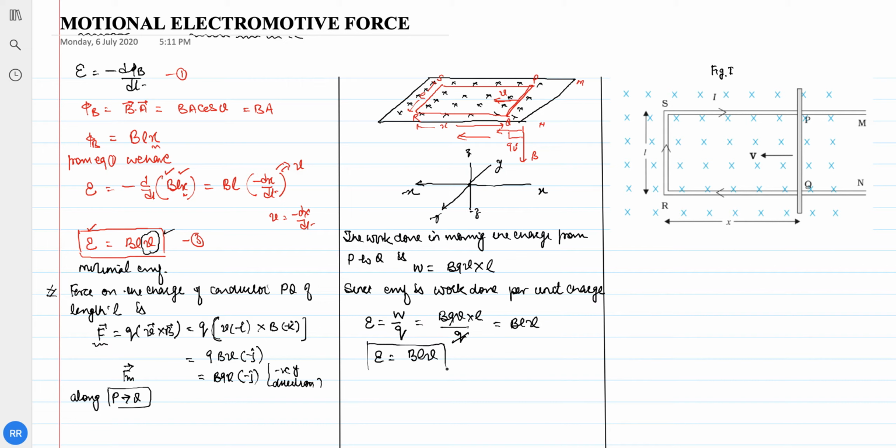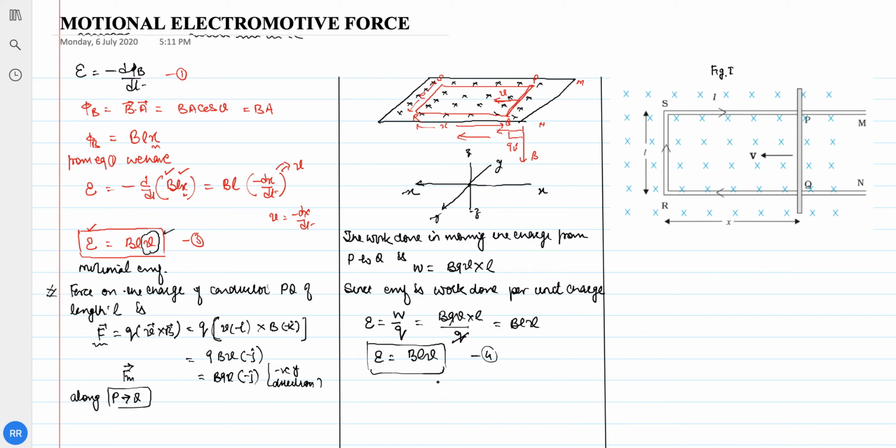So this is once again the EMF. It is represented by equation number 4. So you see here that equation number 3 and 4 are same. So this means that the motional EMF could be created by both ways. इस तरीके से भी आप इसको कर सकते हैं.